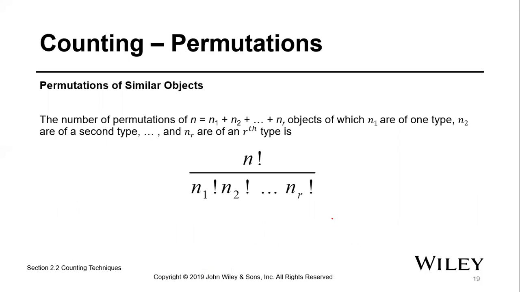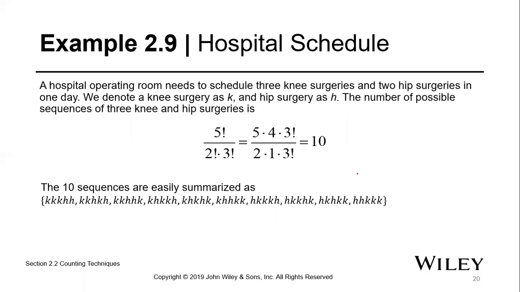If you have similar objects, the number of permutations of n, where n1 are one type and n2 are the second type, is n factorial over n1 factorial times n2 factorial, all the way to nr factorial. That's essentially how we end up using these parts right here.